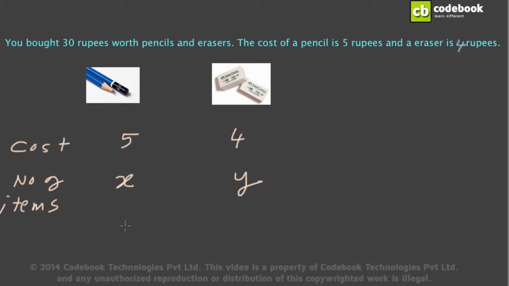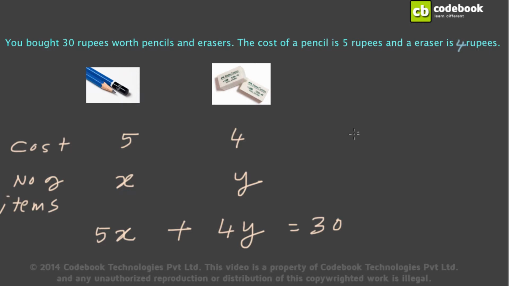So let's calculate the individual costs of pencils and erasers. We know that one pencil costs 5 rupees. So X pencils cost 5X. Similarly, we know one eraser costs 4 rupees. So Y erasers will cost 4Y. And 5X plus 4Y is the total cost of both pencils and erasers, and that is equal to 30. So this is a linear equation in two variables representing the above statement mathematically.